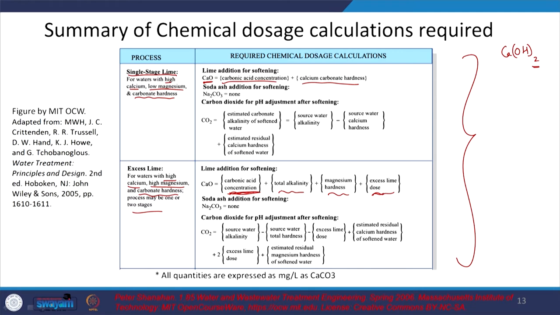So here we are removing the hardness associated with HCO3 minus, the carbonates or the bicarbonates. That's what we are achieving here while also increasing the pH, and removing the magnesium that is not associated with the carbonate hardness. And for excess lime dose, depending upon the extent of lime dose, you are not adding Na2CO3, but if it's very high and if you're adding excess, then you will have to add Na2CO3. But that's not the case here because we are assuming that there is enough carbonate hardness.